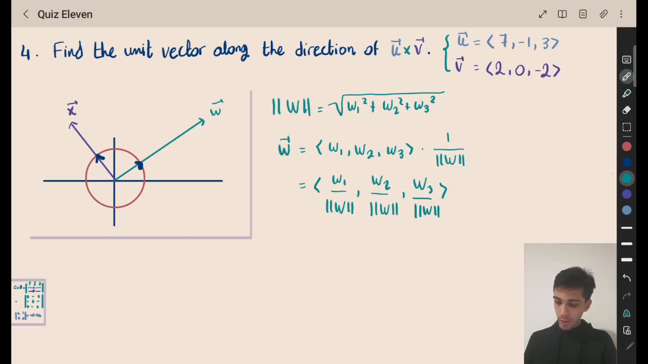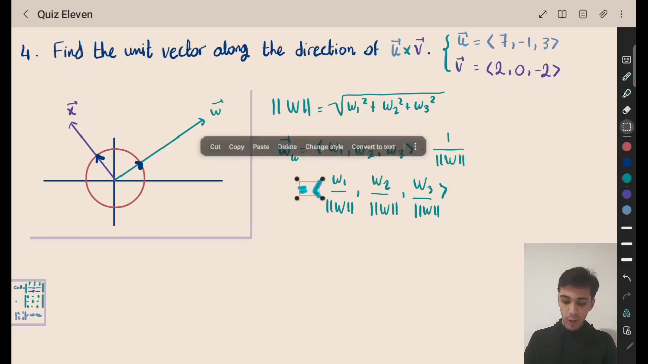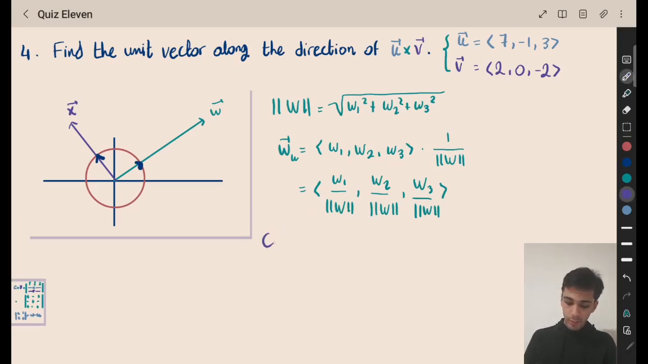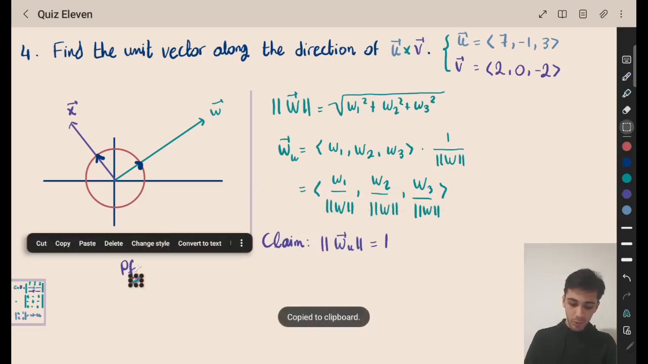So this vector will be, let me call it with a small u, because this will be the unit vector. Why is it a unit vector? Because I now claim that the length of the vector WU, this was the original vector W, is going to be 1. Let's see. Well, proof. What is the proof here? It is very simple. I just compute the norm of WU.